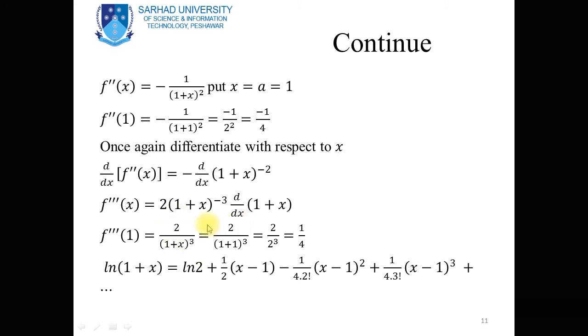Now putting x equal to 1, we obtain the third order derivative of the function at x equal to 1, which is equal to 2 divided by (1 + 1) whole cube, which is equal to 2 divided by 2 cube, which is equal to 1 over 4.